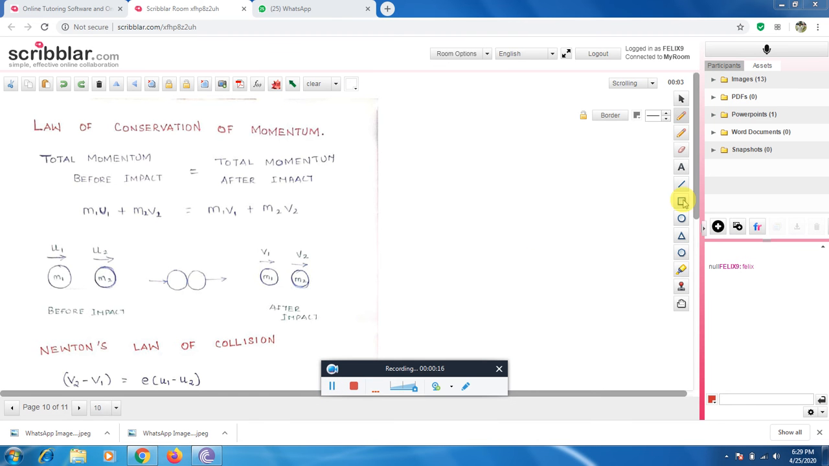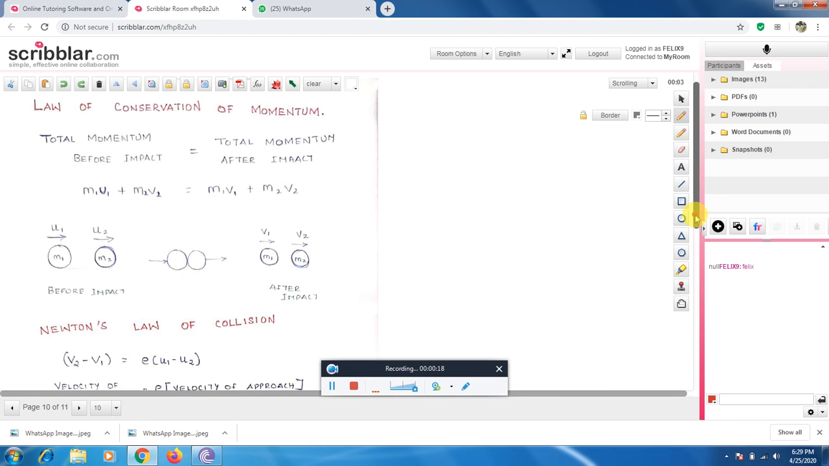Here we'll be using two formulas. The first is the law of conservation of momentum, that is, the total momentum before impact is always going to be equal to the total momentum after impact. You know the formula for momentum, that is mass into velocity. So as the law says, the total momentum before impact is equal to the total momentum after impact. So u1 and u2 are the velocities before impact, and after the impact happens, they change to v1 and v2.